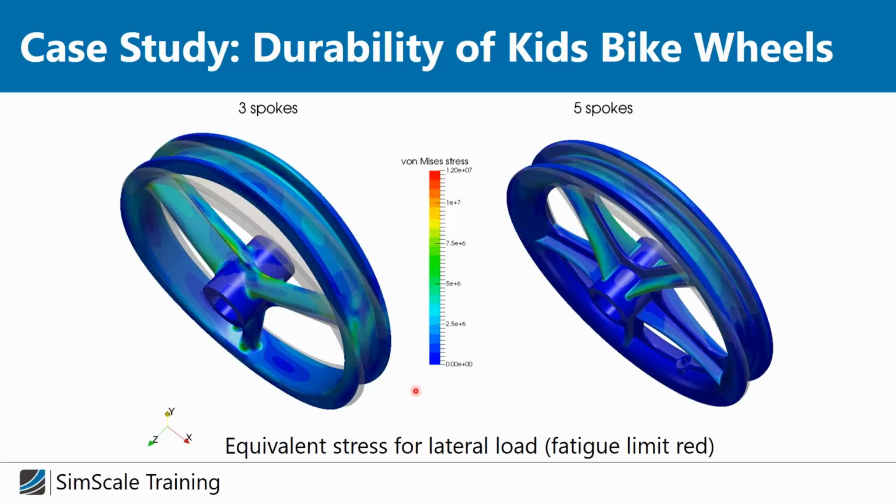And finally, there's a second view for the lateral load here, where you can see how it's affecting the overall distribution of the load. Again, having 5 spokes makes the whole distribution smoother, and we are reducing not only the height of the peak, but also the overall stress load inside the design.